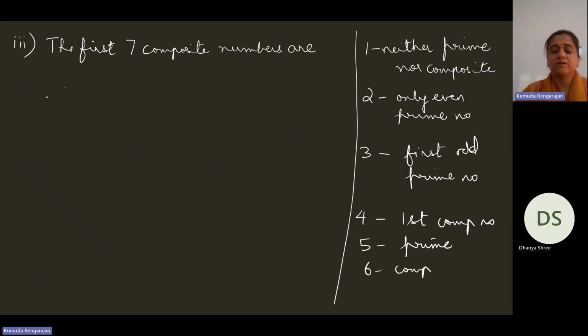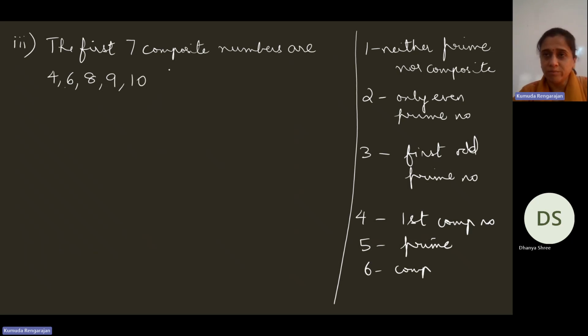So like this. 4 is the first composite number. Then 5 is prime. 6 is composite. 7 is prime. 8 is composite. 9 is composite because it has more than 2 factors: 1, 3, and 9 itself. A number which has more than 2 factors is a composite number. A number that has exactly 2 factors, that is 1 and the number itself, is a prime number.